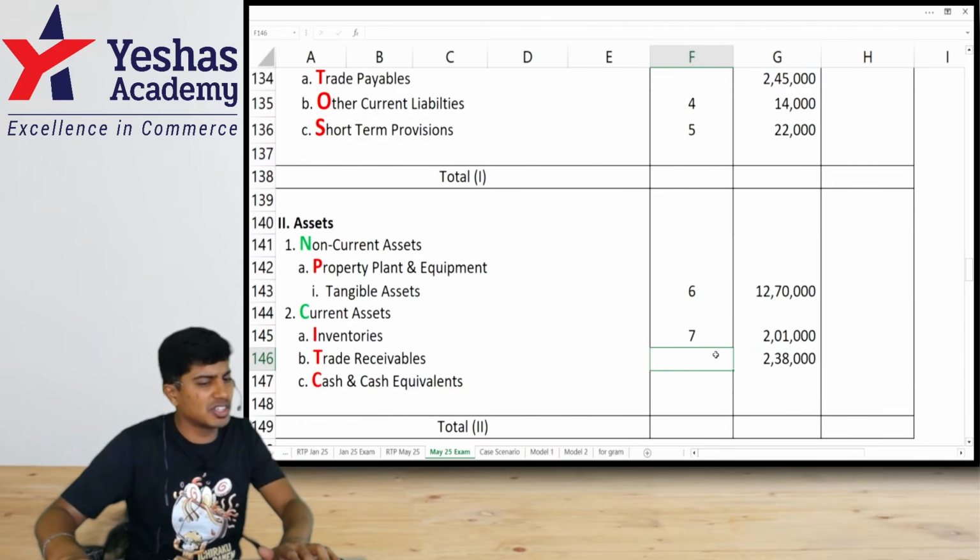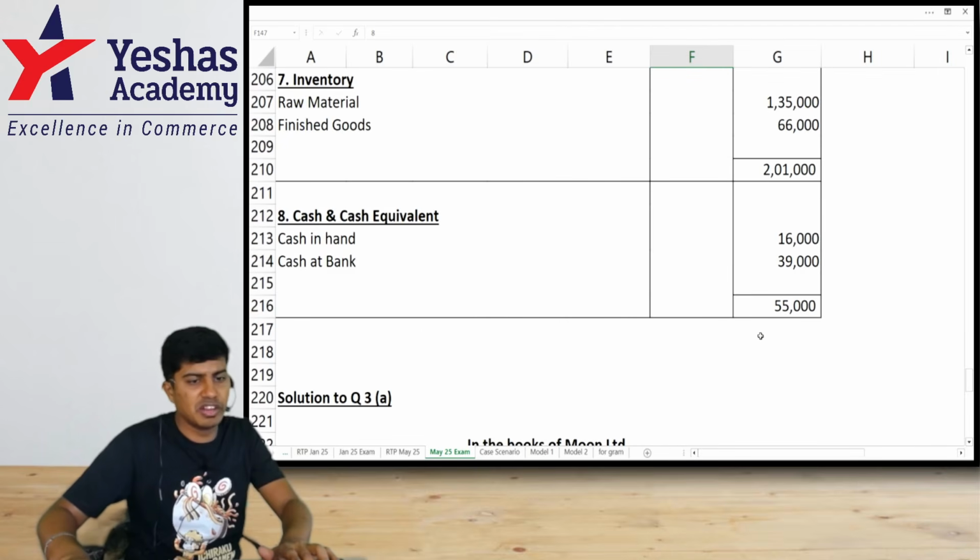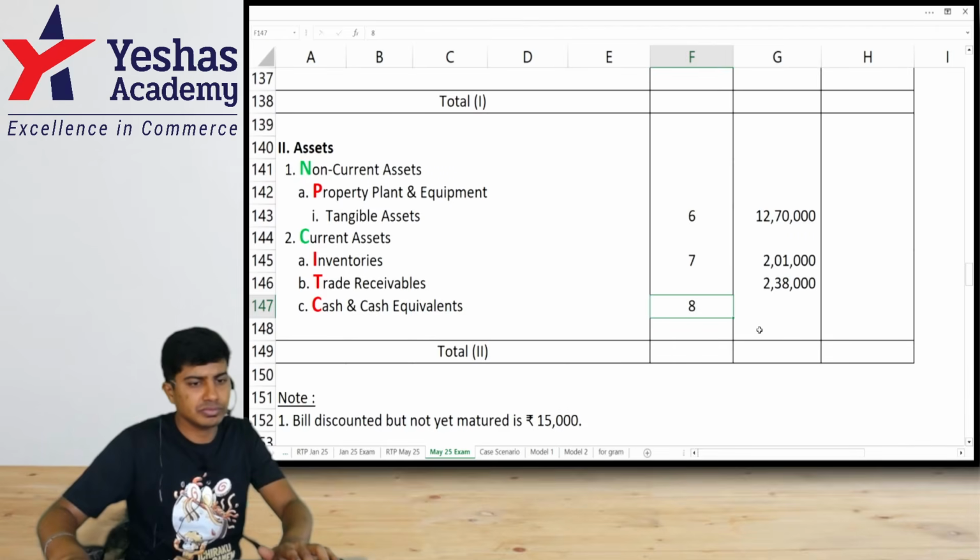Trade receivable is already written. Last item to be written, cash and cash equivalents. How much is it? 55. Shall I post 55?